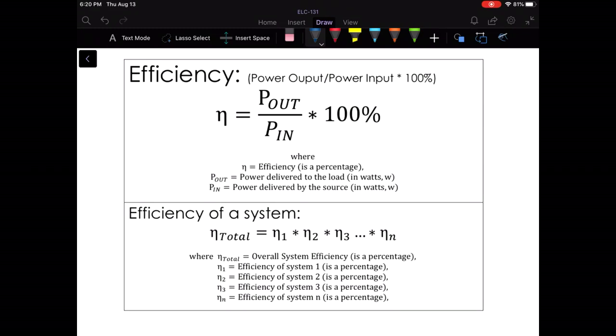Let's work some problems with our efficiency equation. Now, efficiency is defined as the power output over the power input times 100%. This portion of our equation, that's a ratio, and it's somewhere between 1 and 0. It's probably never going to be 1, it's going to be somewhere under 1, okay? And then we multiply by 100%, we get a percentage. So it's never going to be 100%. It's going to be something less than 100%.